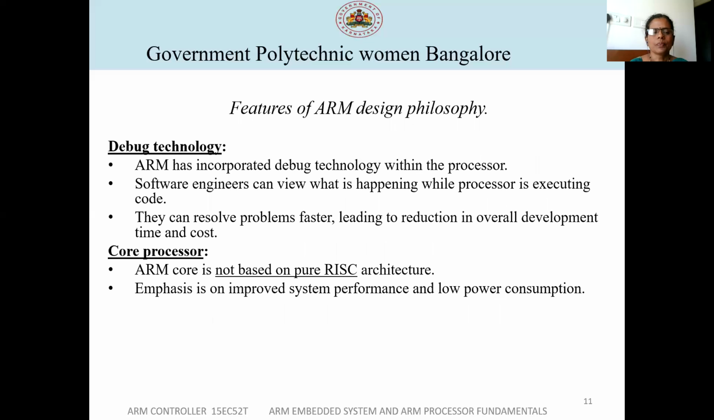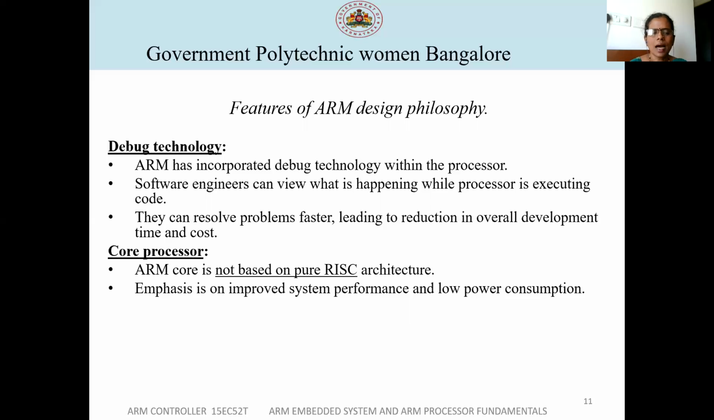Debug technology. ARM has incorporated debug technology within the processor itself. So software engineers can see what is happening while the processor is executing the code with the help of this debug technology. They can resolve problems faster. This leads to a reduction in overall development time and cost.